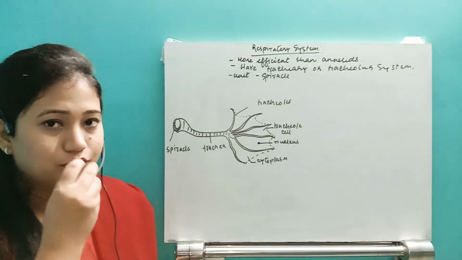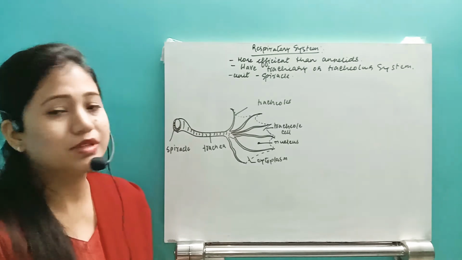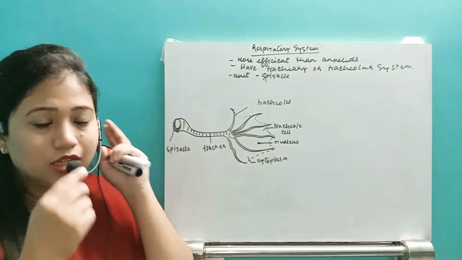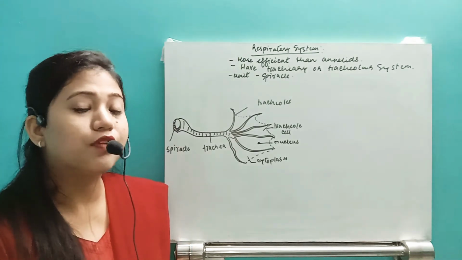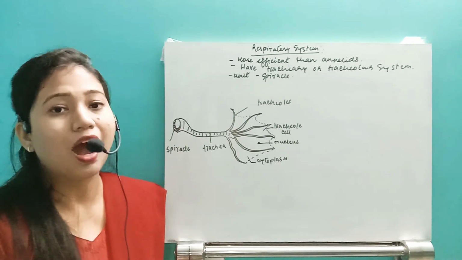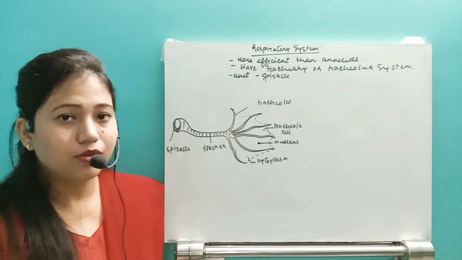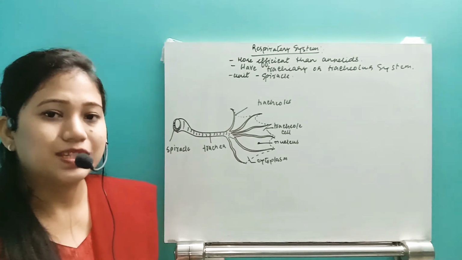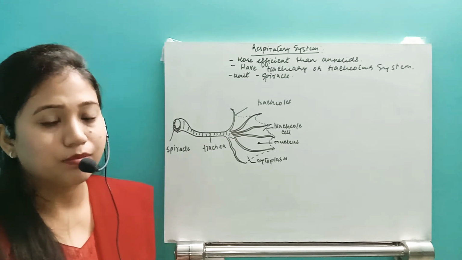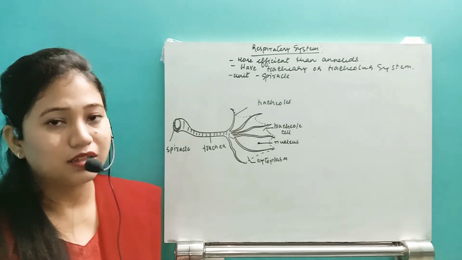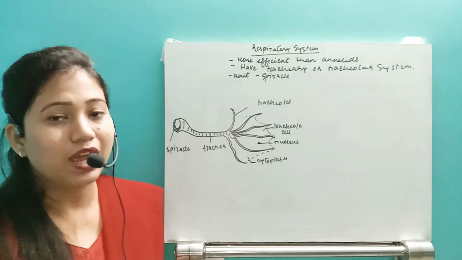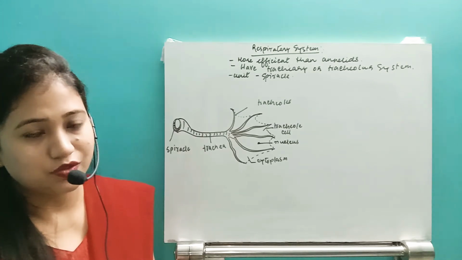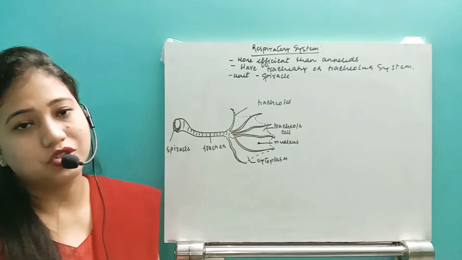Hello students, today we are going to start with the next system, that is the respiratory system of the cockroach. In the cockroach, the respiratory system is far better developed as compared to the higher phylum, that is Annelida. Remember one very important line: in the cockroach, the respiratory system is very well developed, but the circulatory system is a little bit underdeveloped. But in the earthworm, there is very well developed circulation but a very less developed respiratory system. So let us start with the respiratory system of the cockroach.